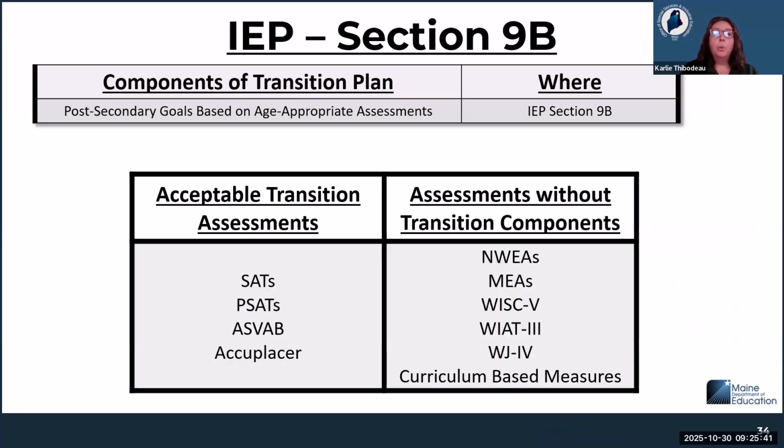Just a note about what are acceptable transition assessments that can be listed in section 9B. You have the ones that are acceptable that have those transition pieces embedded within them, like the SATs, the PSATs, the ASVAB, and the AccuPlacer. And then the ones on the right would not be considered compliant for a transition assessment because they do not have those transition components embedded within them.